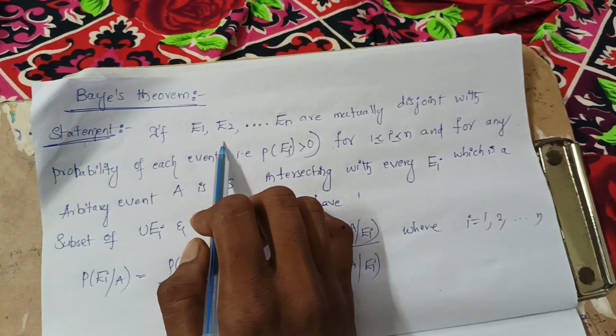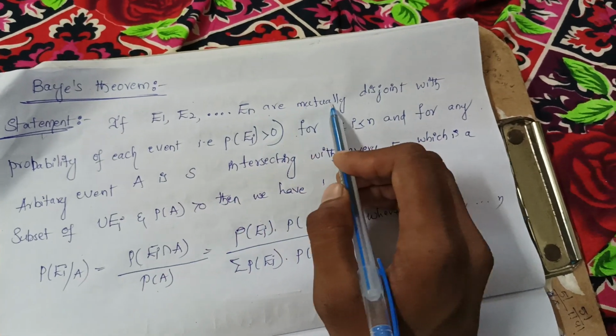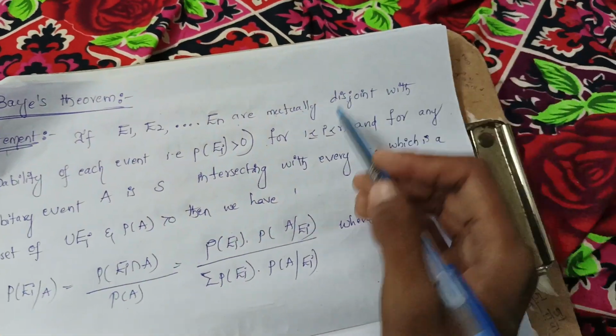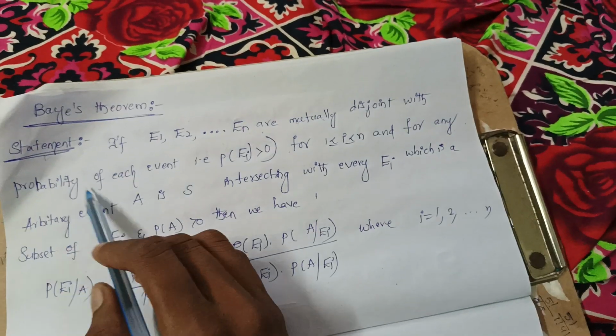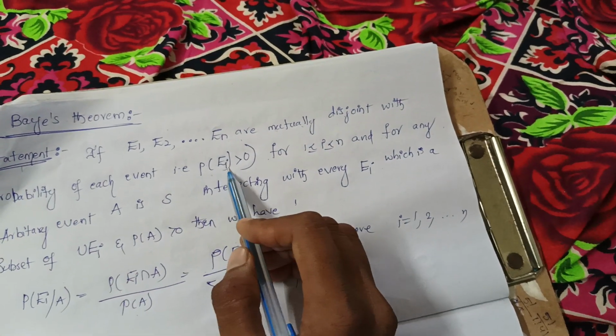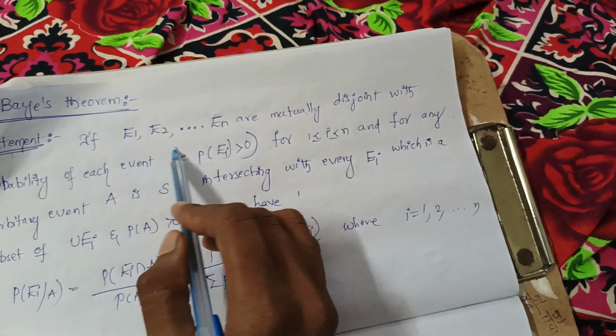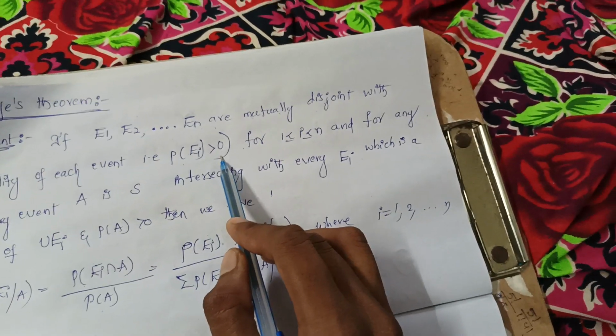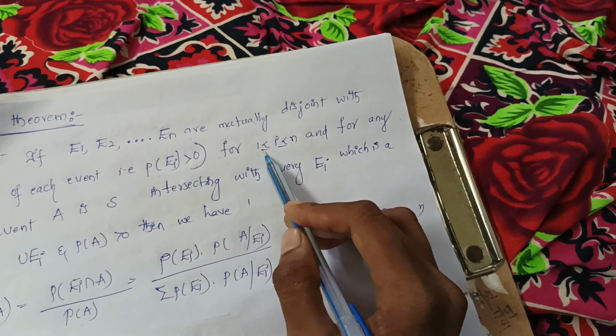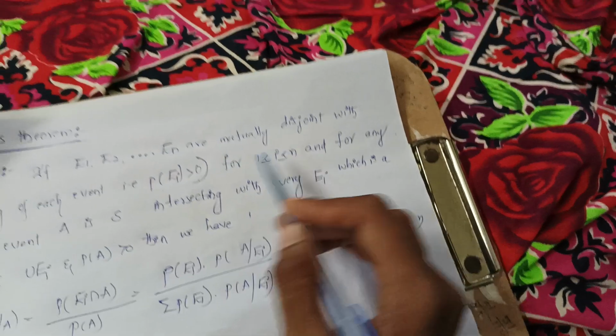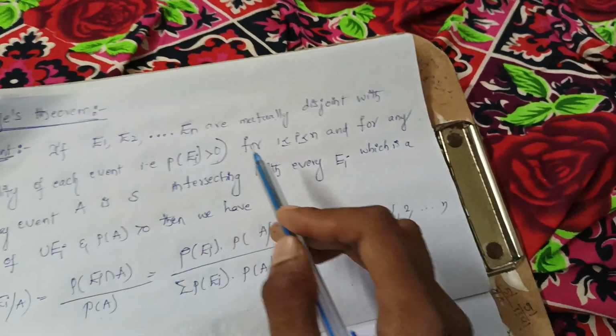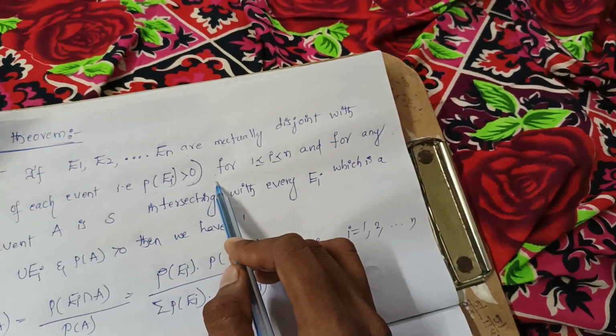If E1, E2 and so on En are mutually disjoint sets or mutually exclusive events with probability of each event, that is P of Ei greater than 0, that means all these probabilities must be greater than 0 for 1 less than or equal to i less than or equal to n. That means the events are possible from 1 to n, E1, E2 and so on En.